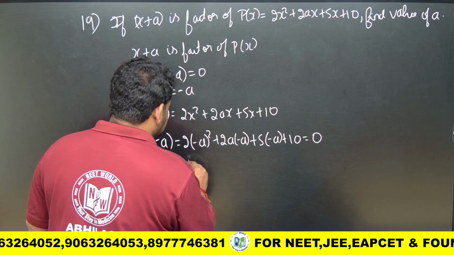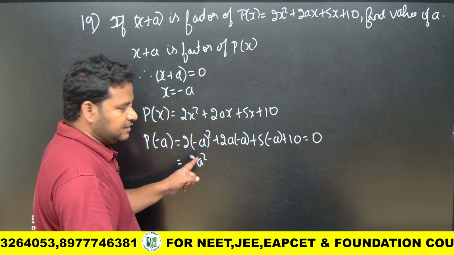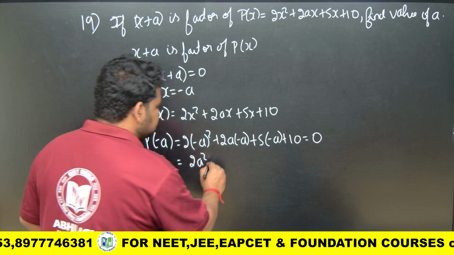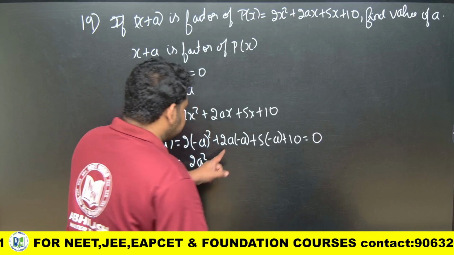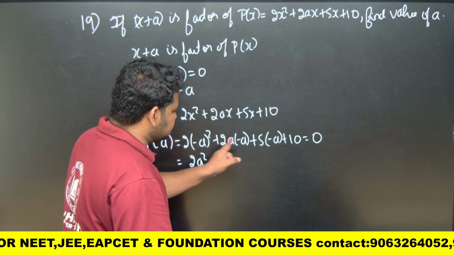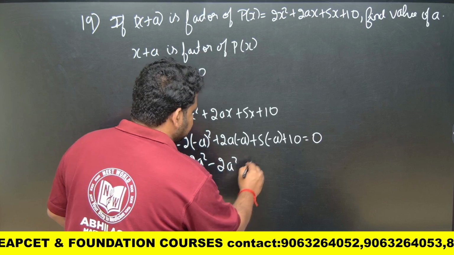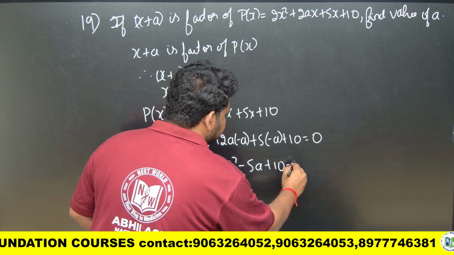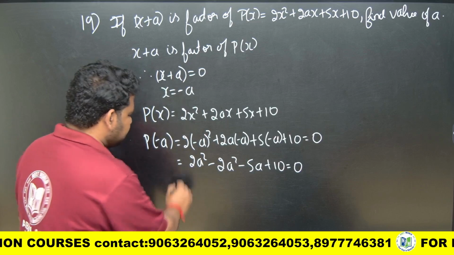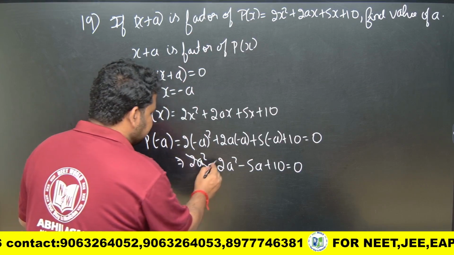This will become 2a square, because minus a square is nothing but a square, minus into minus will become plus. Then this is 2 times a into minus a, so plus into minus is minus. This will become minus 2a into a, which is a square, plus 5 into minus a is minus 5a, plus 10 is equal to 0. Now see here, 2a square minus 2a square, I can cancel it.